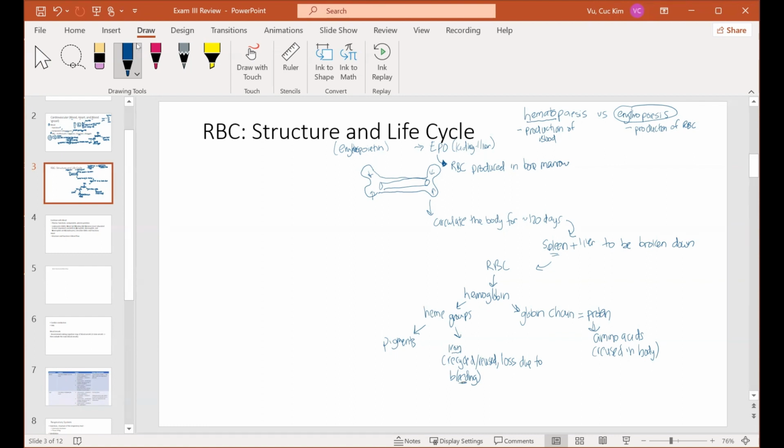You can also lose it through trauma, like heavy bleeding from a cut or an accident, and you can also become anemic. Now the pigment, this is really interesting, because have we gotten to the digestive system? Yeah, we have. So the pigment goes to the liver.